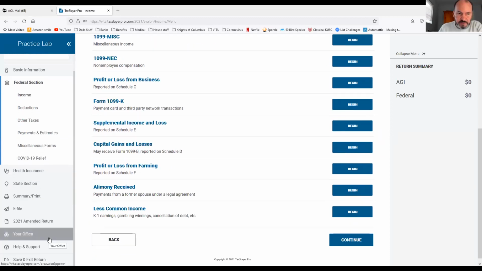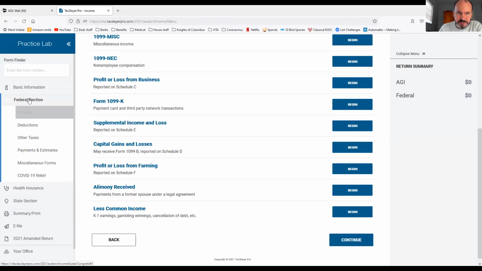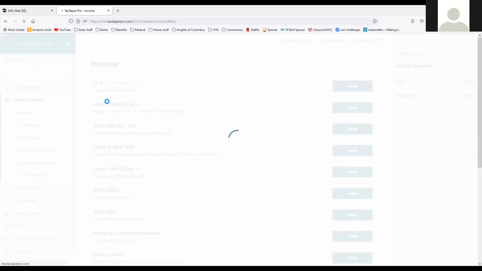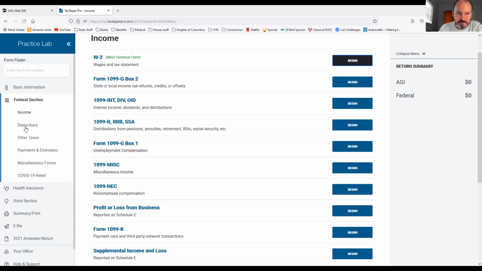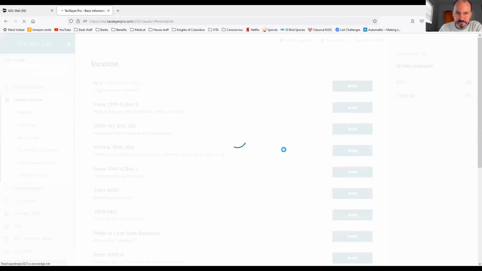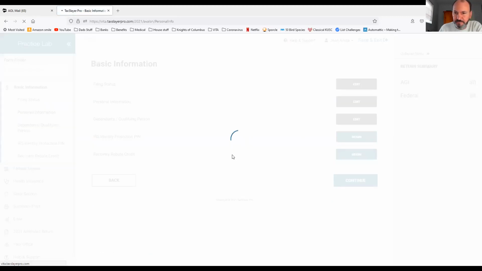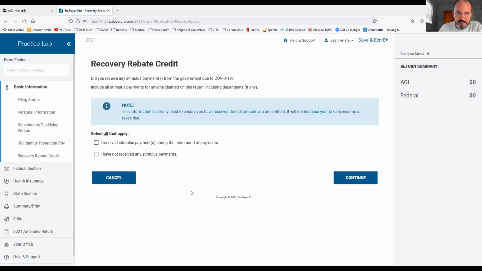I think you have to go to federal section or basic information, start with basic information. I think it's in basic information. Yeah, go to basic and then we'll just start all over. There you go. So we'll click on a recovery rebate. And it says I indicated received, so I did not click that because she didn't receive it. Yeah, so you click that lower one that says, I have not received any stimulus payments. Oh, but she received round 1 and 2. That's why I was confused. Yeah, so we'll just indicate no.